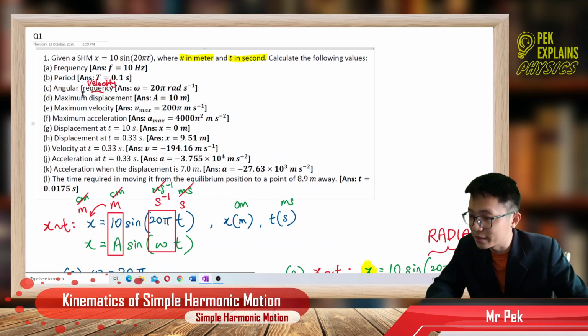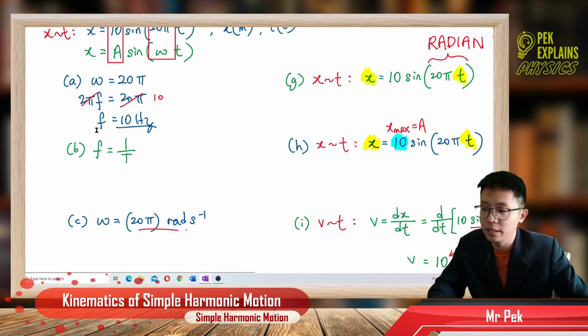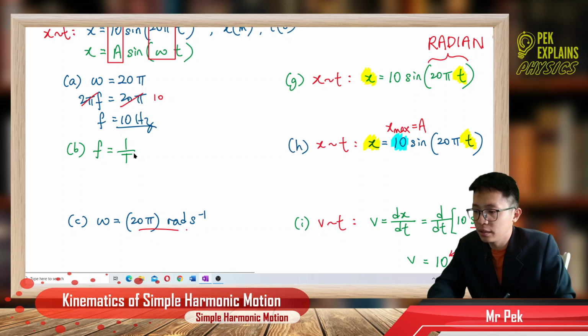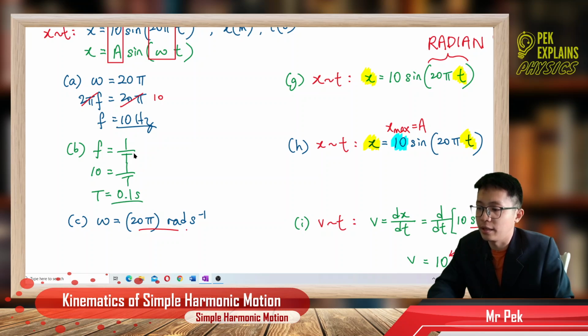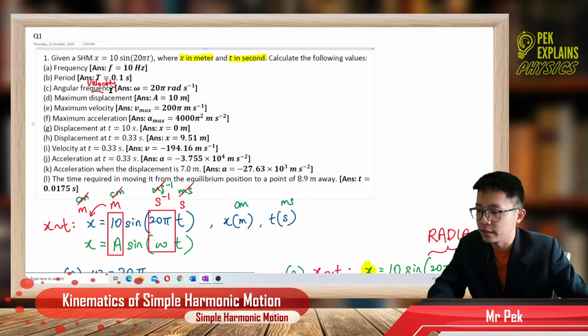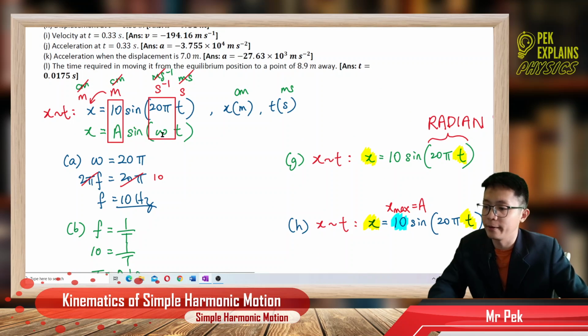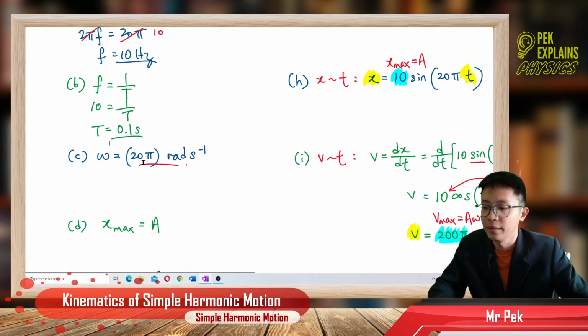Oh, sorry, that's question C. Okay, question B is period. Period, how to do period? We already got the frequency. We can use frequency equal to 1 over period. So just do it: 10 equals 1 over period. So period is equal to 0.1 second. That's the period. Now the angular frequency is the omega. So omega is direct from the equation, 20 pi. So it's 20 pi radian per second.